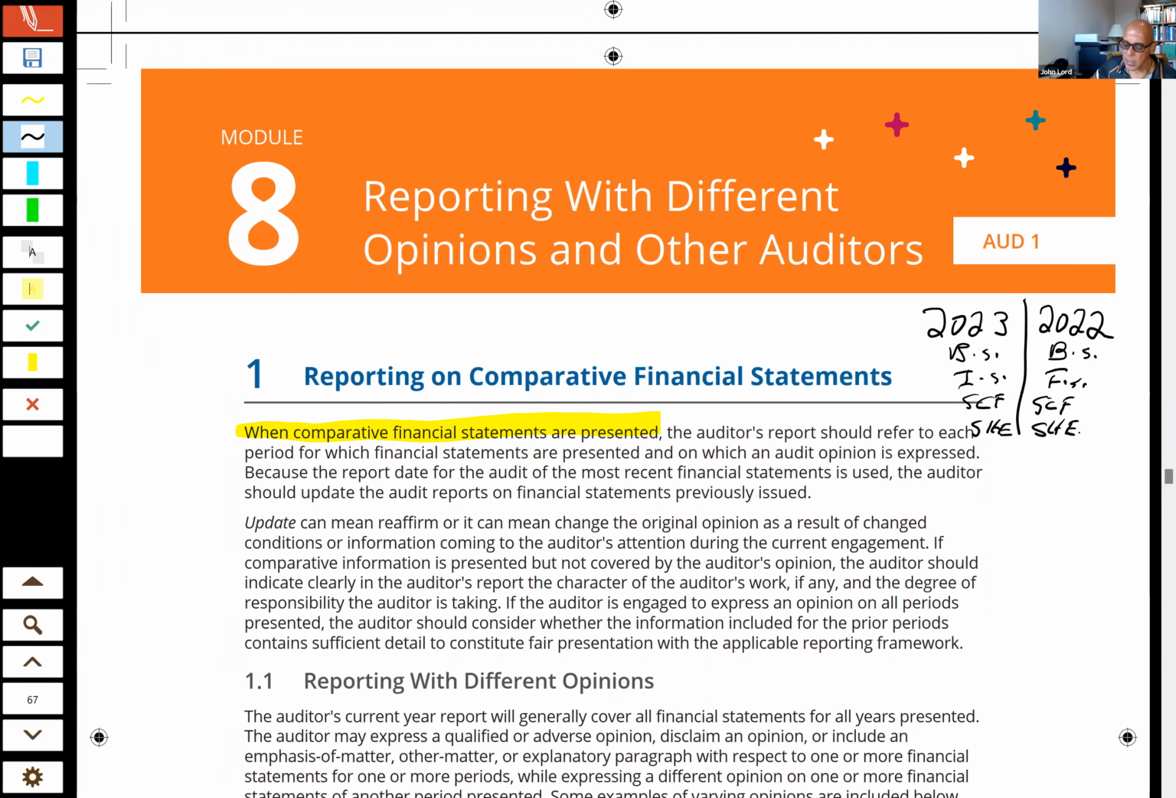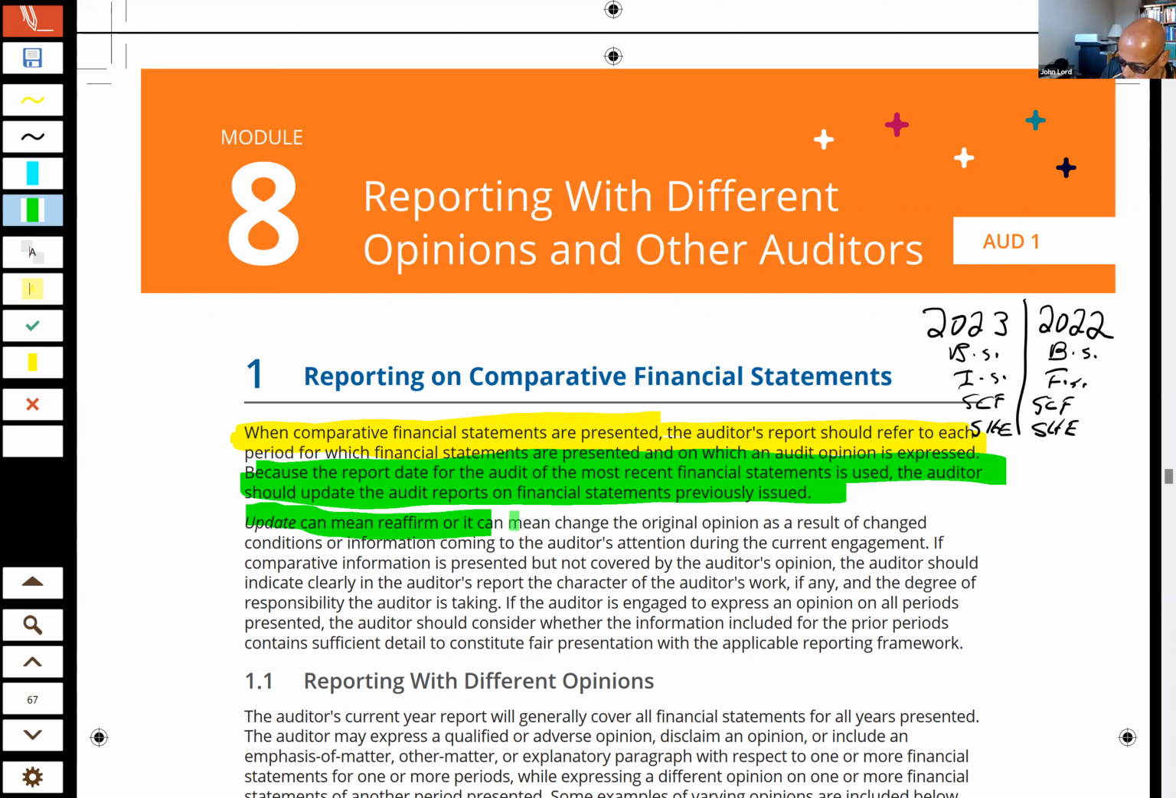Okay, and it allows the users of financial statements to compare, what they call a longitudinal year-over-year analysis often. Now we are to express the opinion, and in our audit report, refer to each period for which the financial statements are presented and on which an audit opinion was expressed. Now, because the report date for the most recent financial statements is used, the auditor should update the audit report on the financial statements previously issued.